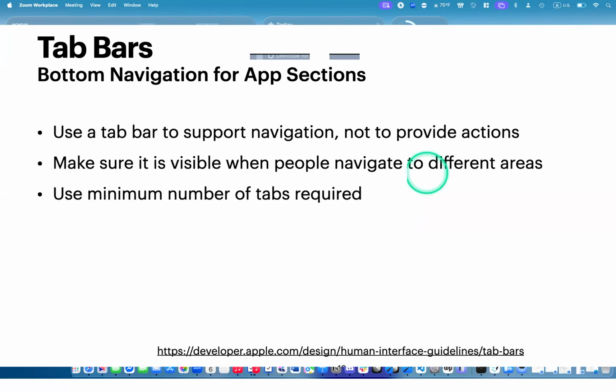You want to use as few tabs as possible. So you don't want to have your tab bar with like 10 different tabs, right? So usually it's around four. Four is like the sweet spot. And for each tab item title, you want to use something succinct or concise.